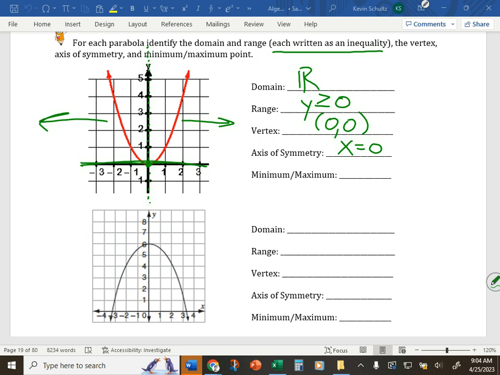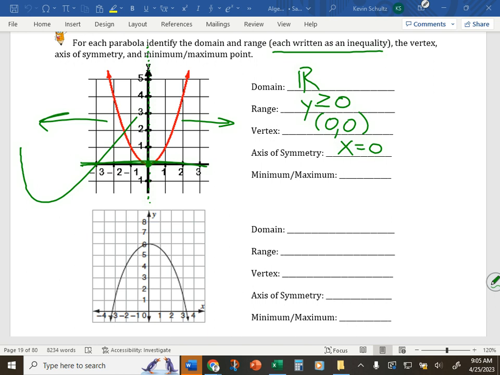Parabolas are symmetrical. You'll never have a parabola that looks like this, like a Nike swoosh. That's not a parabola. It must be symmetrical. It's called something else. The name isn't coming to me at the moment. It's not a parabola.